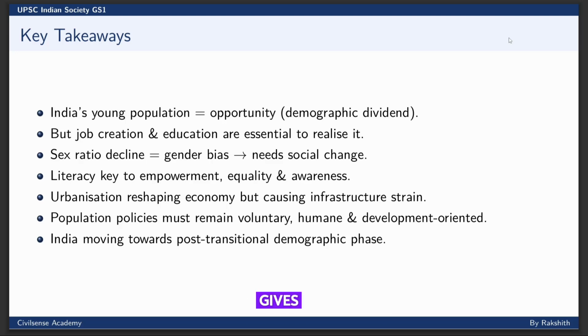Our age structure gives us a huge working age population, which can become a powerful engine of economic growth, and this is what we call the demographic dividend. But remember, this dividend is not automatic. It will work only if we provide our youth with education, skill, healthcare, and employment opportunities. Otherwise, the same youth population can turn into unemployment, frustration, and social unrest.